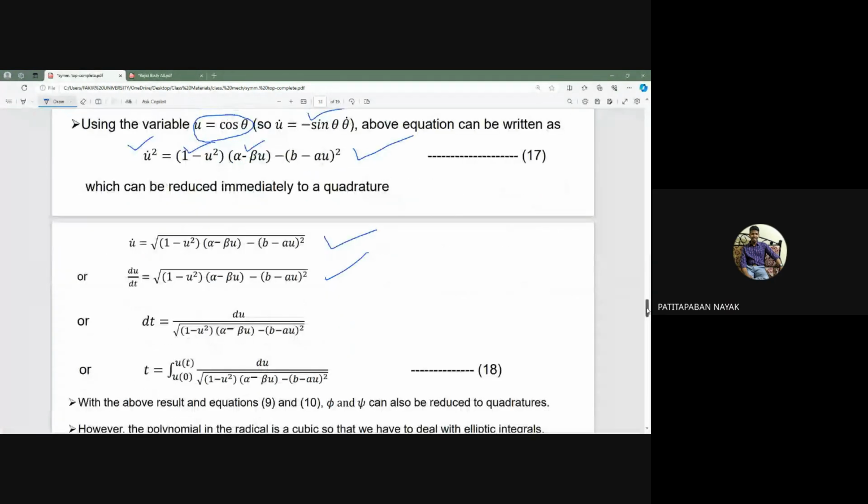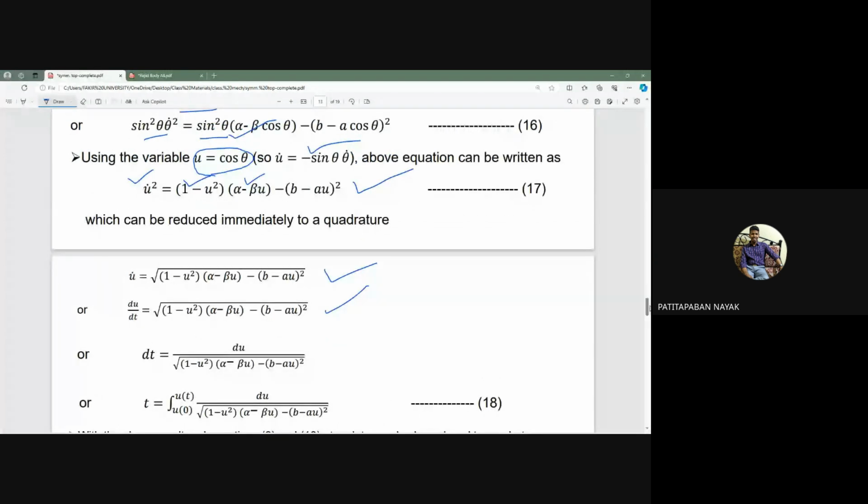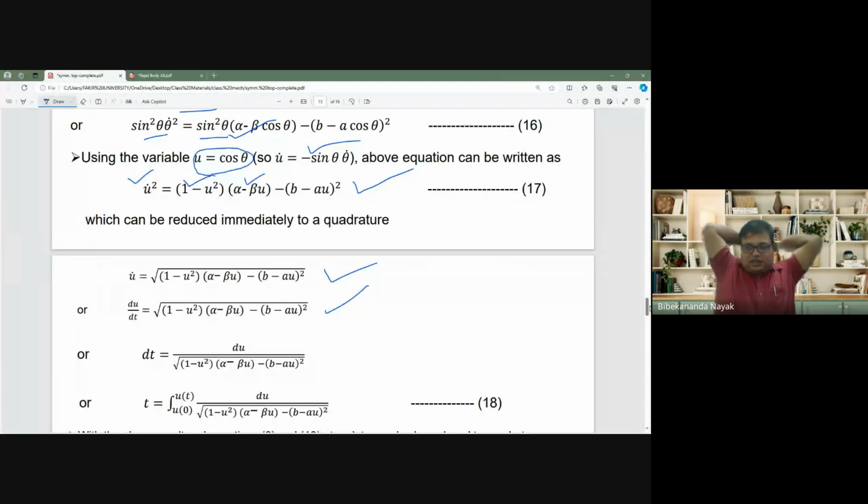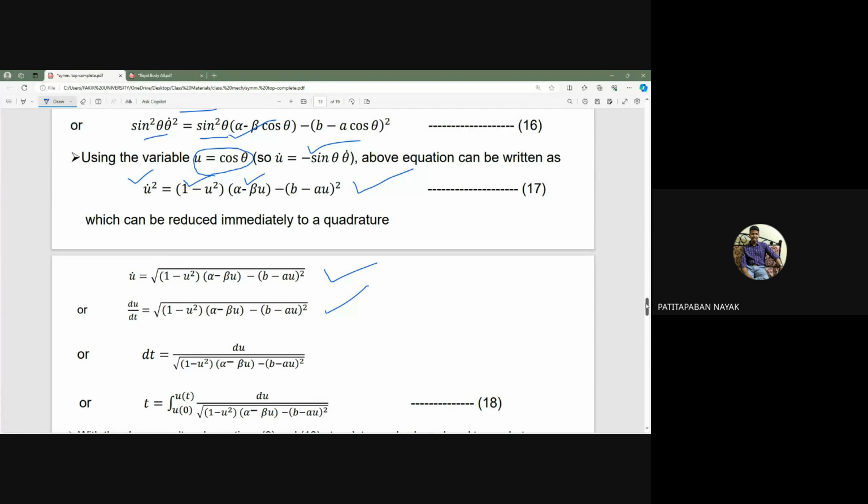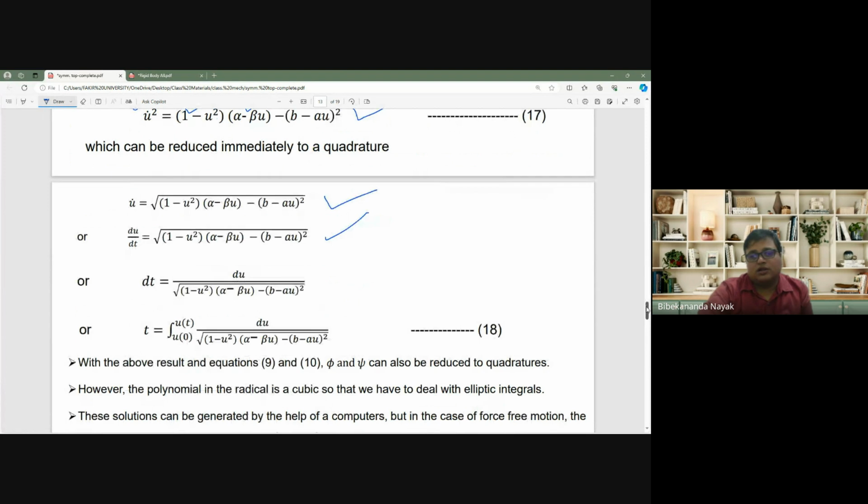Sir, quadrature means? Its solutions are actually trigonometric functions, under some conditions, not normal things. Solutions are trigonometric or elliptic functions. U dot is equal to this, so du by dt is this, and dt is equal to du by this. So t is equal to the integration of this quantity.